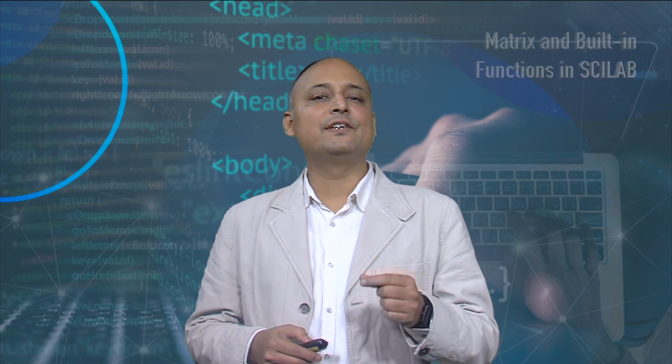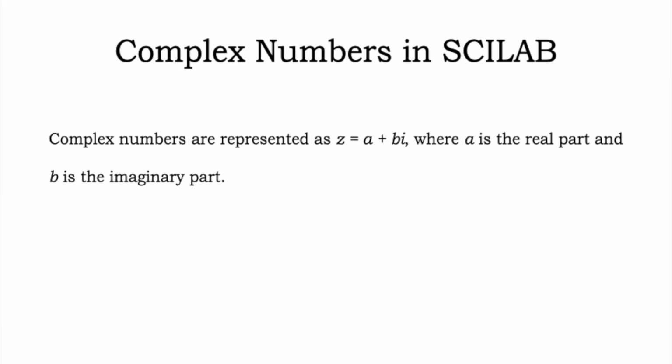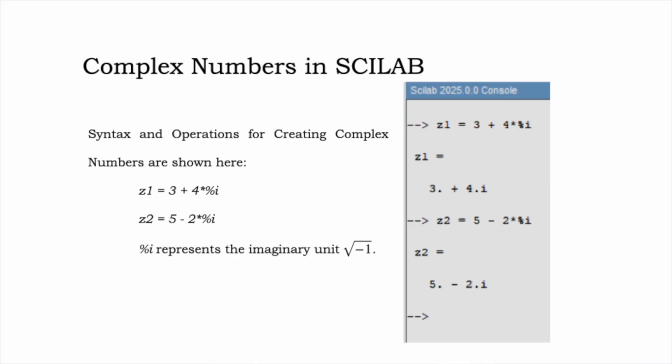Scilab provides built-in support for complex numbers, enabling operations and functions in the complex domain. Complex numbers are represented as z equal to a plus bi, where a is the real part and b is the imaginary part. Syntax and operations for creating complex numbers are shown here. z1 equal to 3 + 4*%i. z2 is equal to 5 - 2*%i.